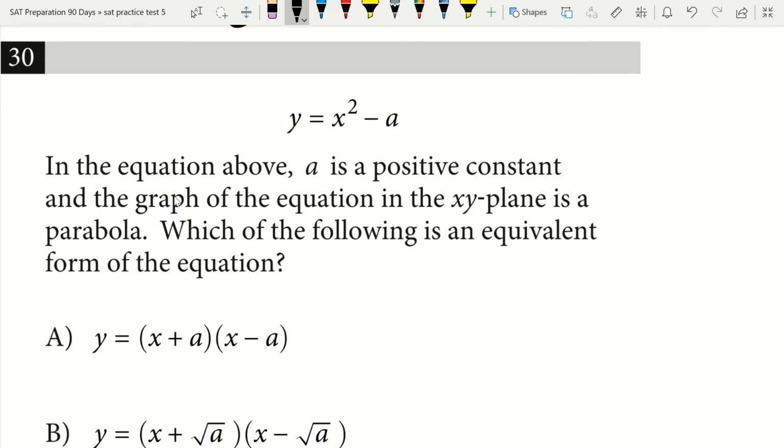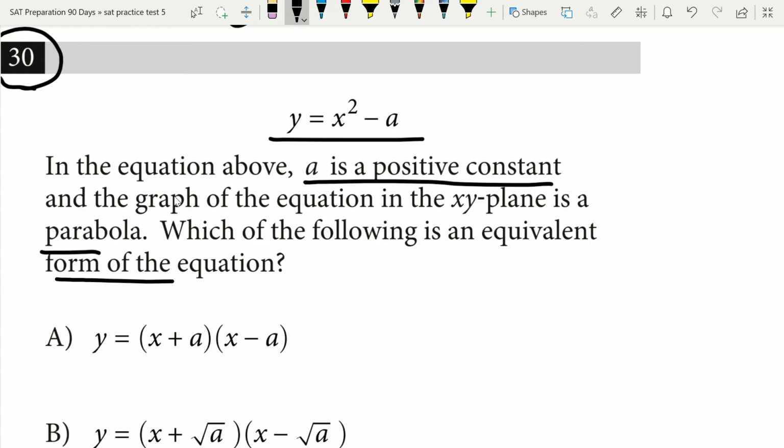Today I have an SAT math tip for you that deals with the difference of perfect squares. In this case, I'm going to use question 30 from SAT practice test 5 to illustrate my tip. I have the equation y equals x squared minus a. I'm told in the equation above a is a positive constant and the graph in the xy-plane is a parabola. Which of the following is an equivalent form of the equation?